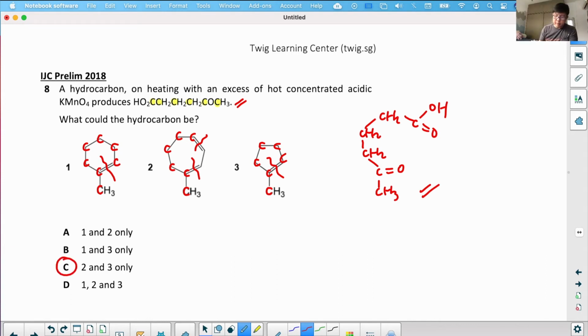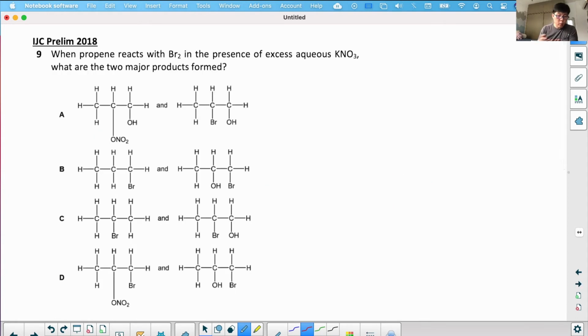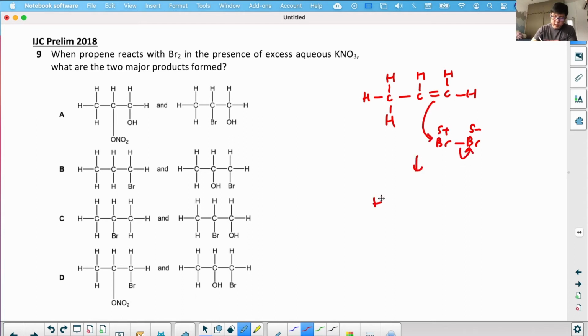Okay, let's look at question 9. When propene reacts with bromine in the presence of excess potassium nitrate, what are the 2 major products? So it seems like this type of question is kind of popular. So let me just draw propene again. So over here, if you add bromine, again, you still form the major product as you're going to form the more stable carbocation. So this is the first thing you should be drawing.